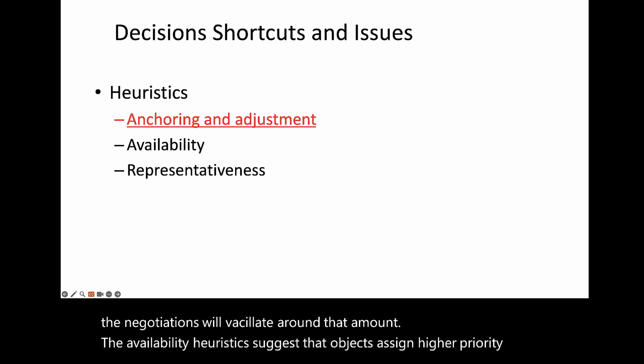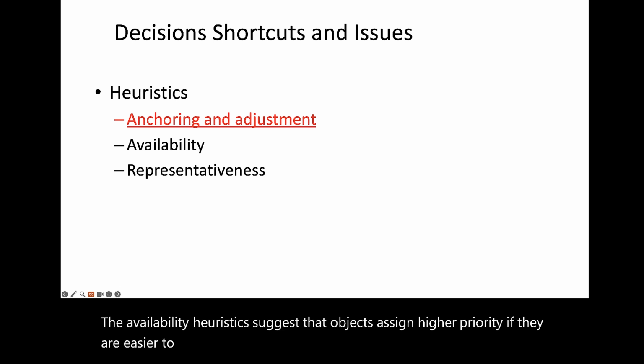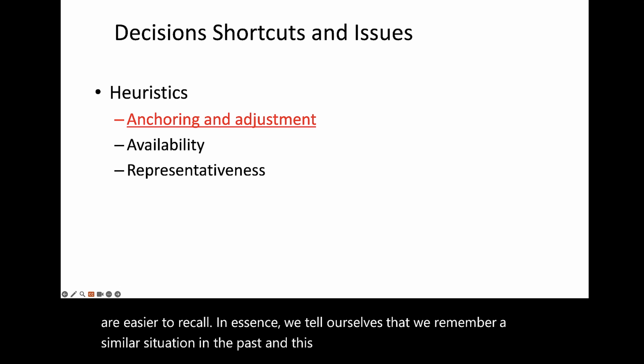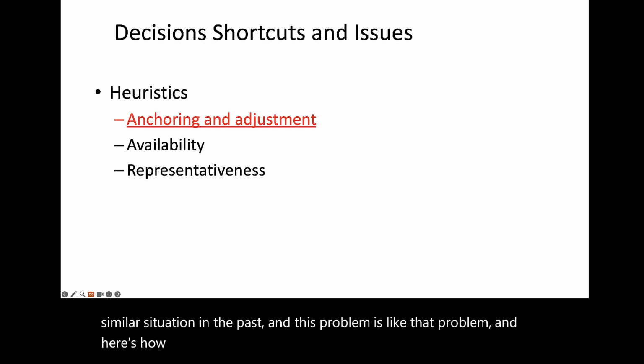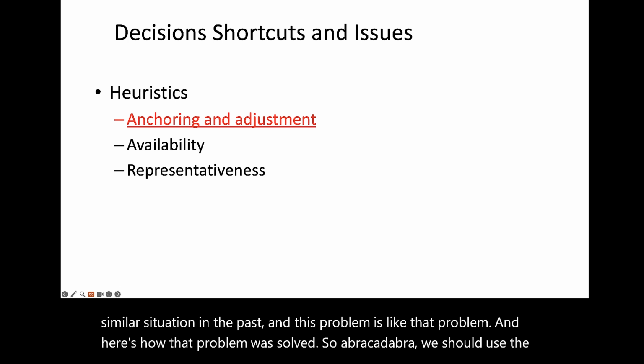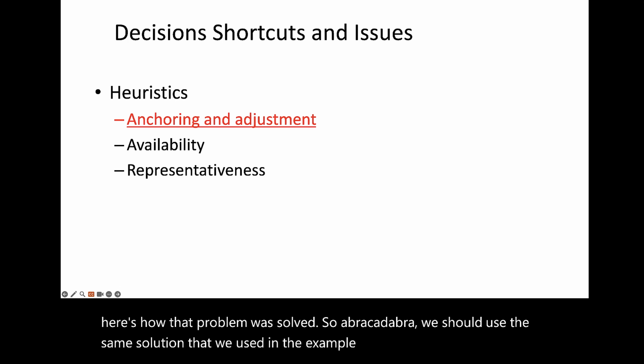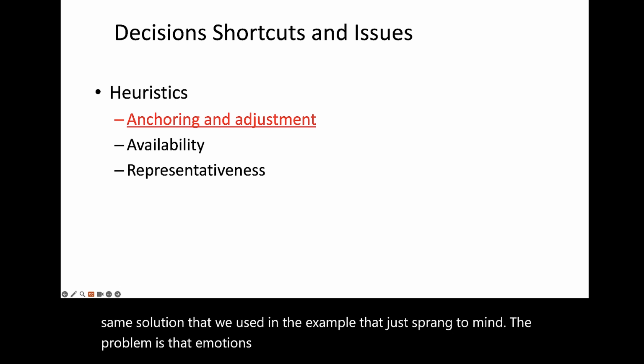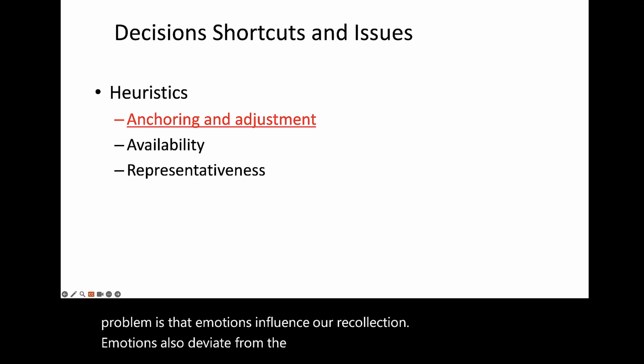The availability heuristic suggests that objects are assigned higher priority if they are easier to recall. In essence, we tell ourselves that we remember a similar situation in the past, and this problem is like that problem, and here's how that problem was solved. So, abracadabra, we should use the same solution that we used in the example that just sprang to mind. The problem is that emotions influence our recollection. Emotions also deviate from the purely rational decision-making process unless you are like Spock from Star Trek.